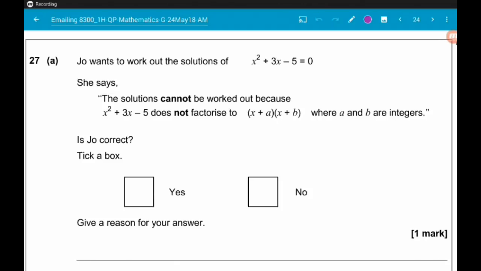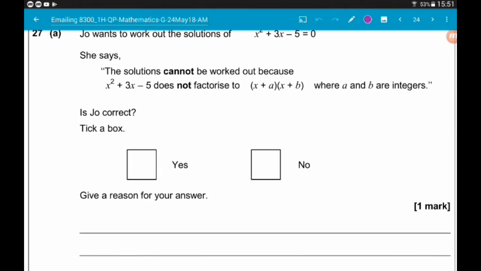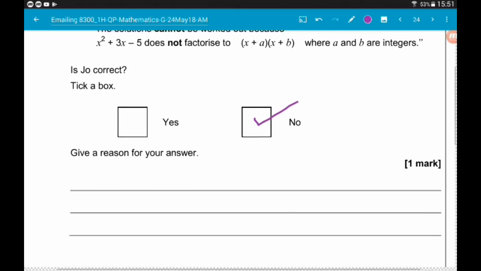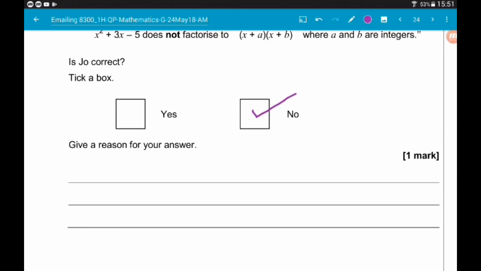27. Joe wants to work out the solutions of x squared plus 3x minus 5 equals 0. She basically says it can't be done because it can't be factorised. Is she correct? Well, the answer is no. Not all quadratics can be factorised, but they can still have solutions, and to find them, we could use the quadratic formula.